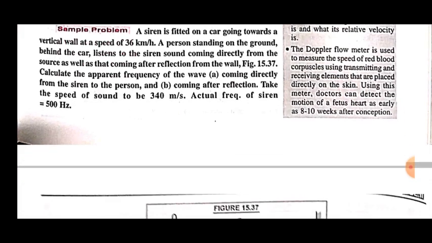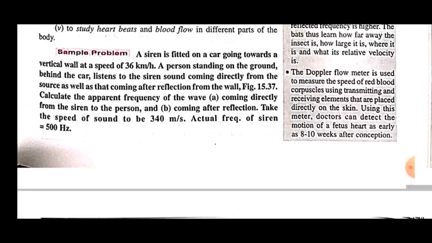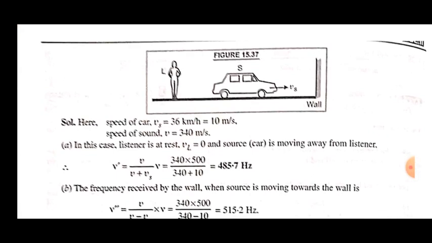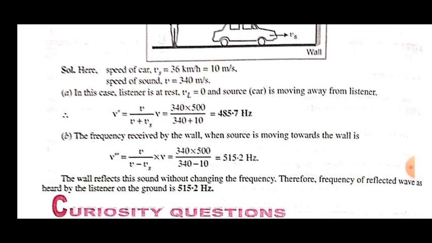So here let's use the formula for the apparent frequency. The speed of the car, Vs, the source that is producing sound, is 36 kilometer per hour. We can convert it into meter per second, which is 10. The speed of sound is given. In the first case, when the listener is at rest, the car is moving away from the listener. In that case the frequency is given by V upon V plus Vs into nu. So V is 340 upon 340 plus 10, and nu has value 500. You can calculate nu dash, the frequency heard by the listener, that will be 485.7 hertz.